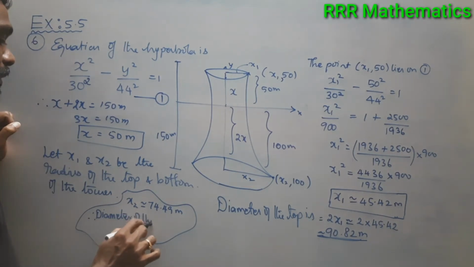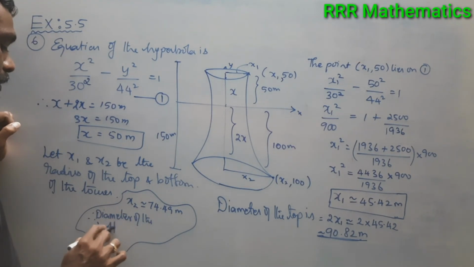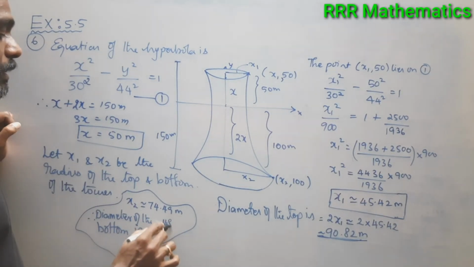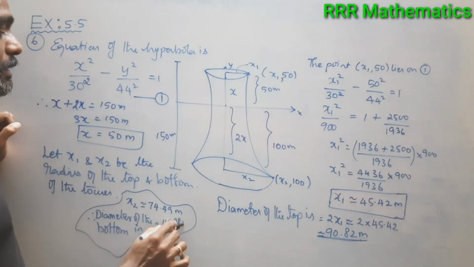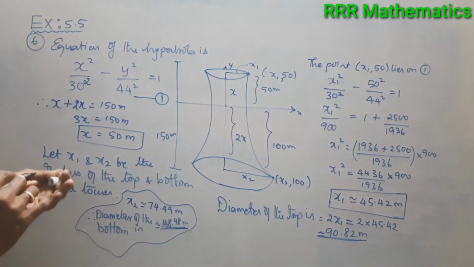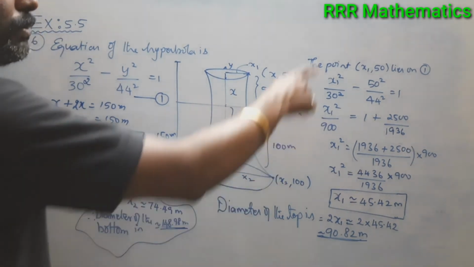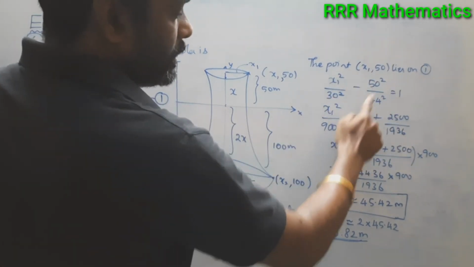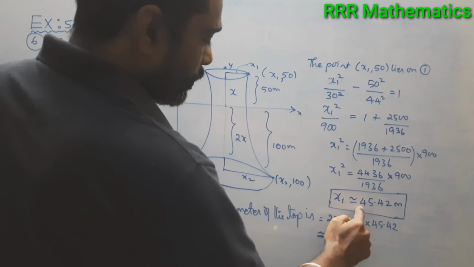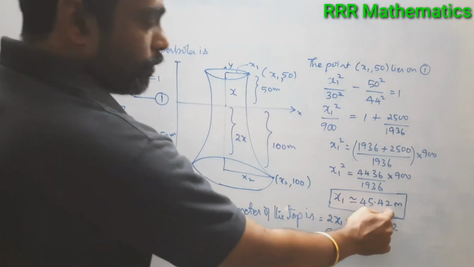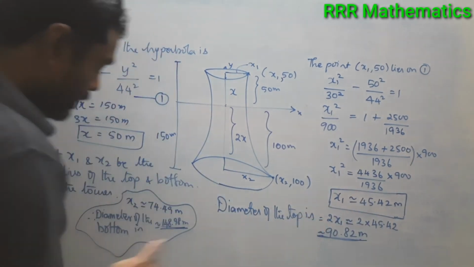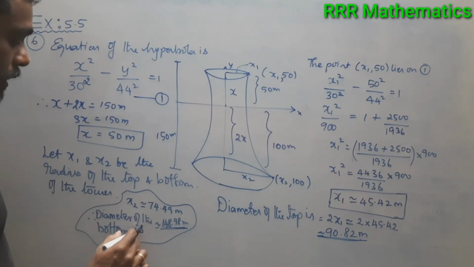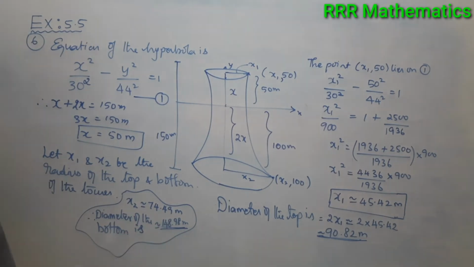Therefore, the diameter of the bottom is approximately 148.98 meter. Got it? This calculation you will do similarly. The point x2 comma 100 lies on 1. Substitute, simplify, and finally x2 is approximately 74.49 meter. When you multiply by 2, you will get the diameter of the bottom, approximately 149.98 meter. Got it?